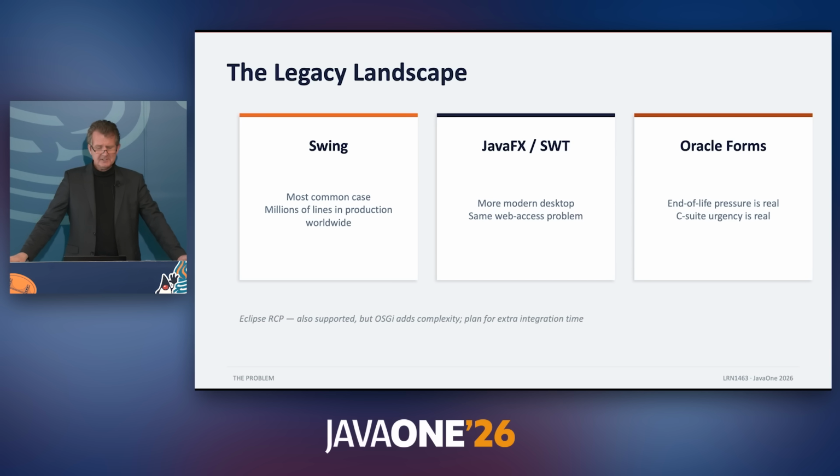So the legacy landscape that we're covering is Swing, JavaFX, SWT, Oracle Forms, and also Eclipse RCP. The OSGI framework in RCP brings a few additional complexity things because they're doing a lot with class loaders in the UI. So that means that it might not be as trivial, but basically what I propose to you today can be done with all of these existing technologies.